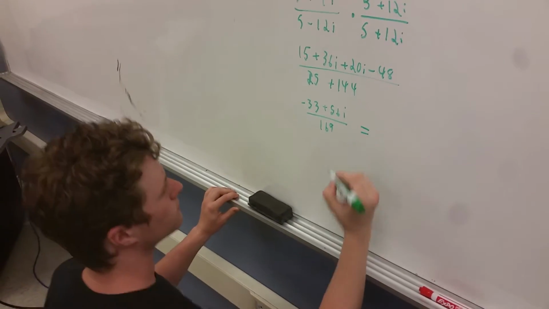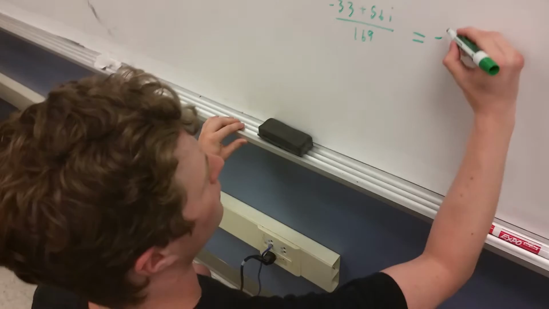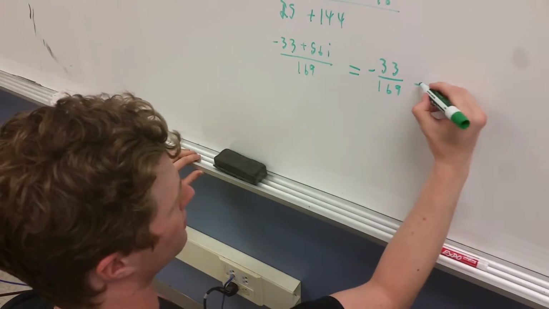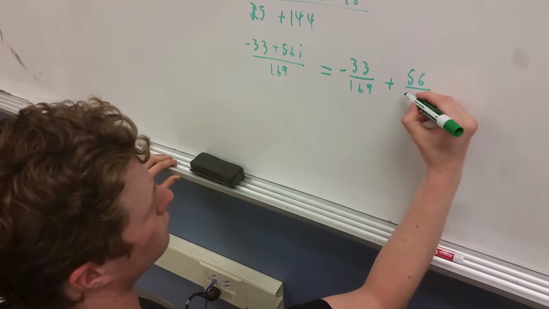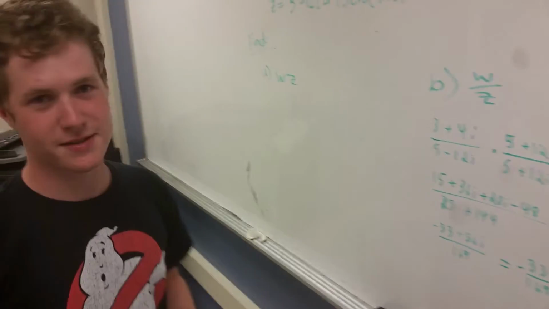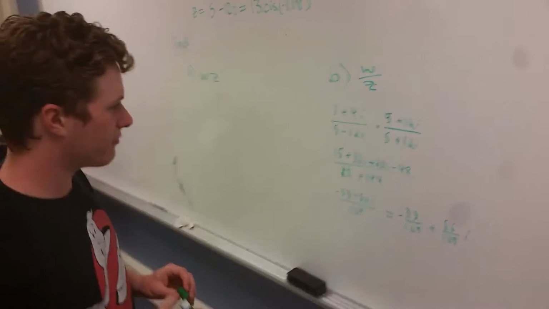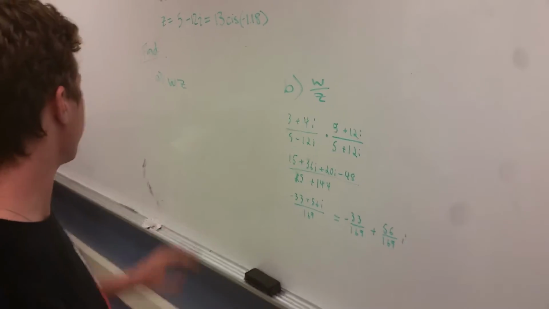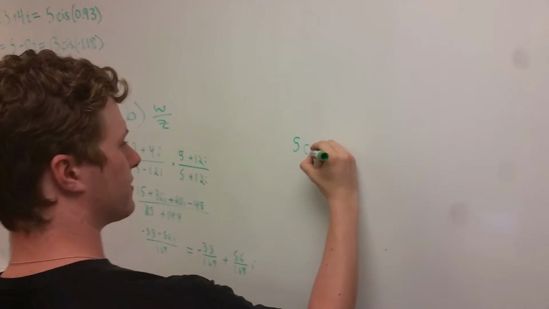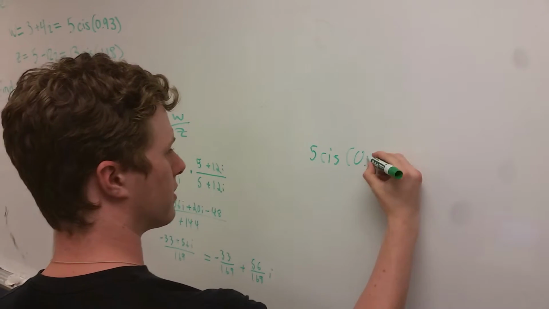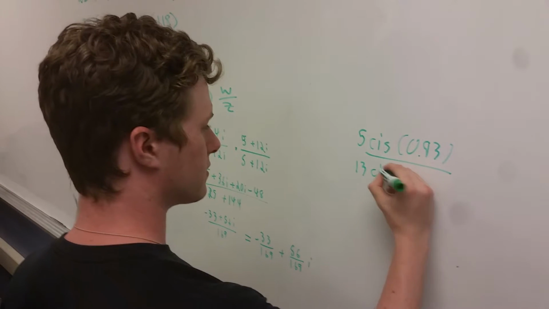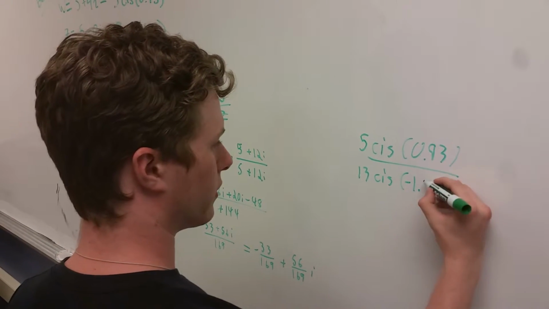And you can transfer it to be, really separate the imaginary components even more if it helps you visualize it. Those lovely fractions. Alright, and now for the polar form, it's a lot easier. It's very similar to what we did with WZ. It is 5 cis 0.93 over 13 cis negative 1.18.